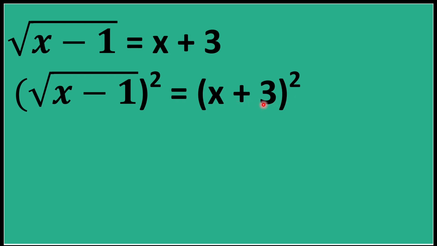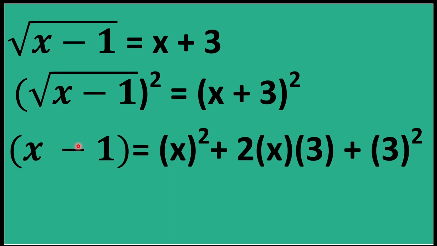Here we will apply the (a plus b) whole square formula, which is equal to a square plus b square plus 2ab. So let's do it. So x minus 1 equal to x square. Here we applied the formula, which is equal to x square plus 2ab, that is 2x, and b is equal to 3. So 2ab plus b square, that is 3 square, because we have a equal to x and b equal to 3.